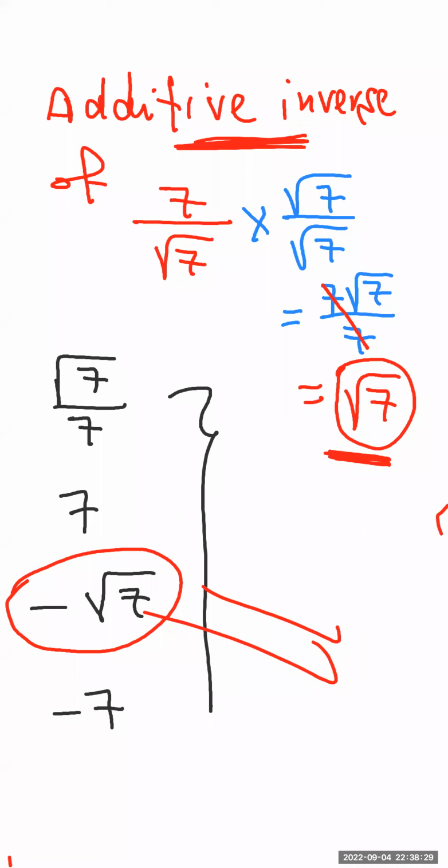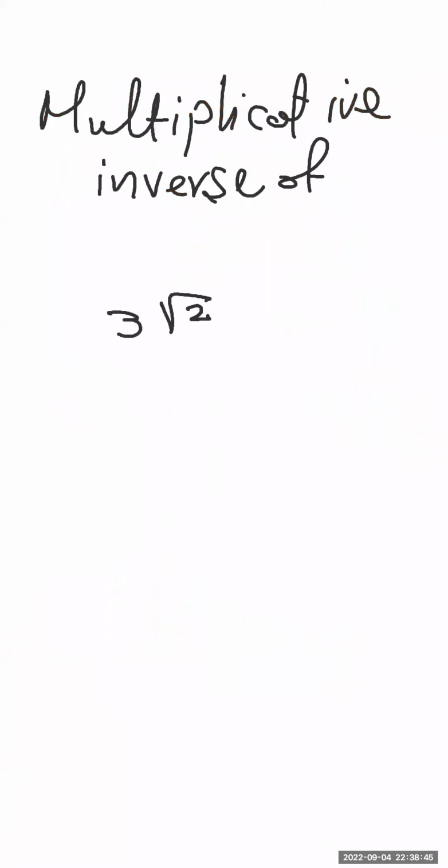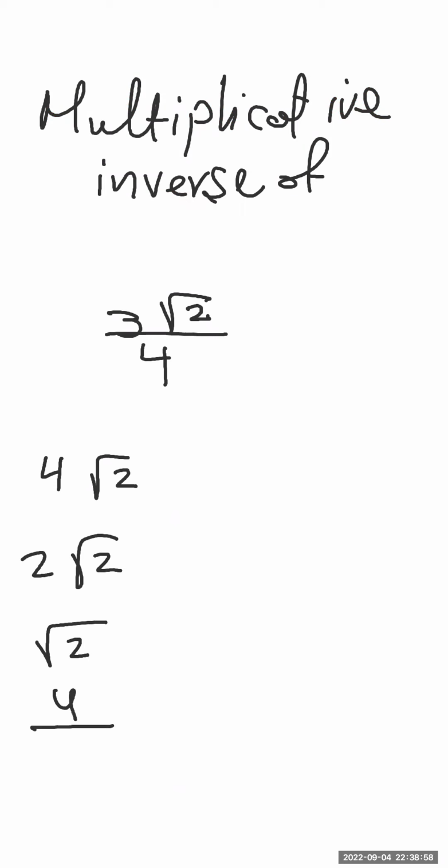The next question. Multiplicative inverse of 3 square root of 2 over 4, and the given results were 4 square root of 2, or 2 square root of 2, or square root of 2 only, or 4 over 3 square root of 2. What do you think? It's the multiplicative inverse, so simply we will just flip the number. The last one, 4 over 3 square root of 2.